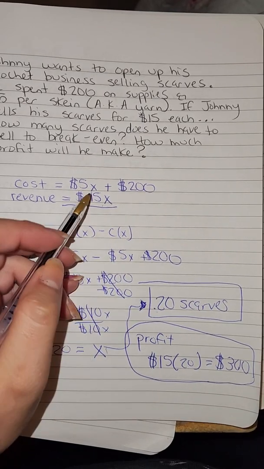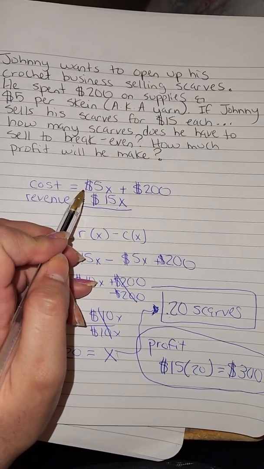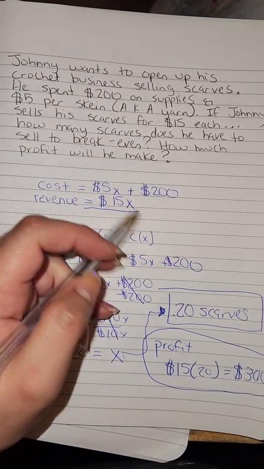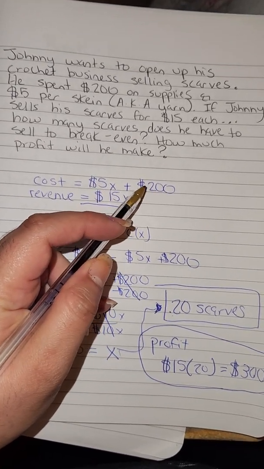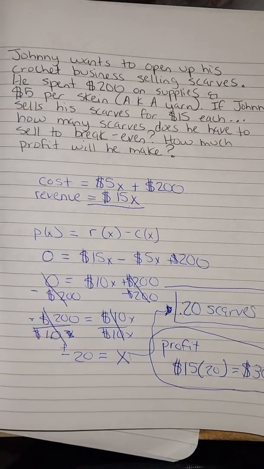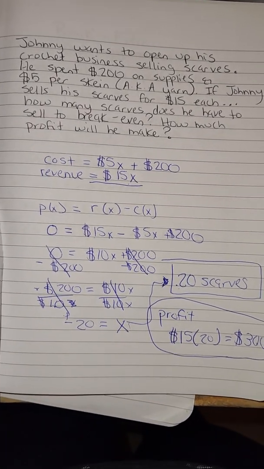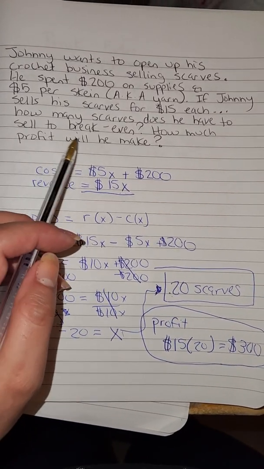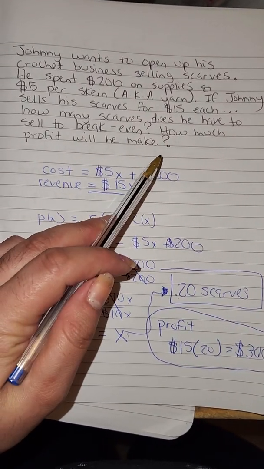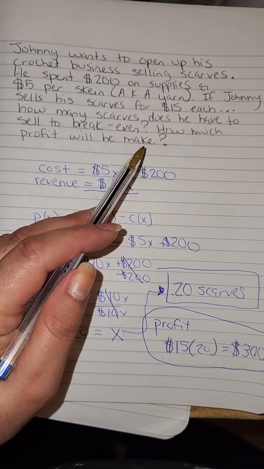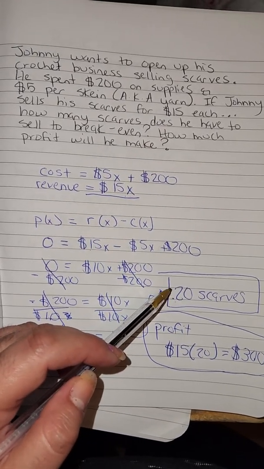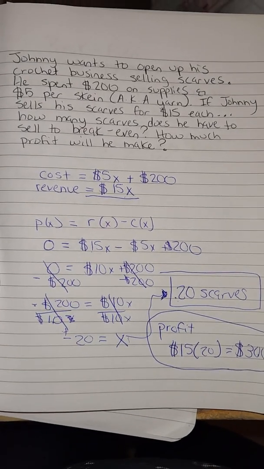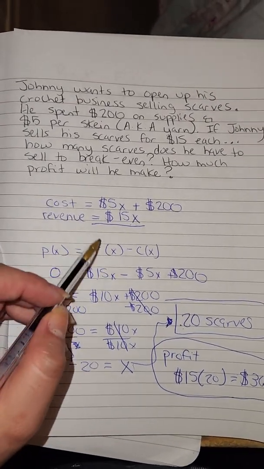Because if we plug 20 into the cost equation, $5 times 20 scarves equals 100, plus 200 is equal to 300 as well. I don't want to confuse you guys even more, but whenever you want to ask how much profit he will make, we have to plug 20 scarves into this equation.